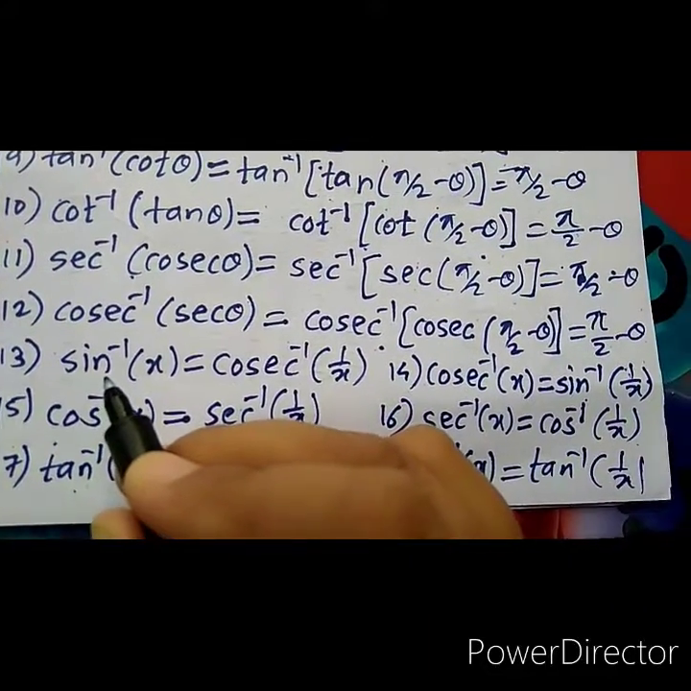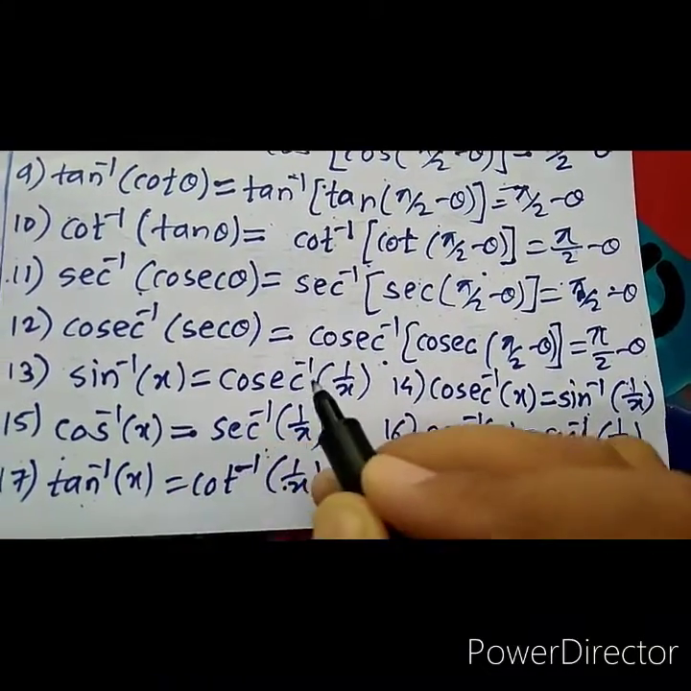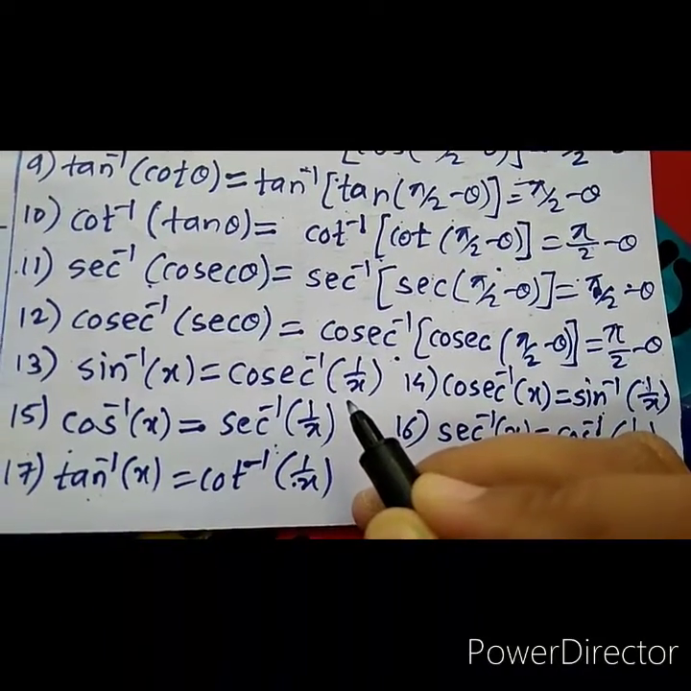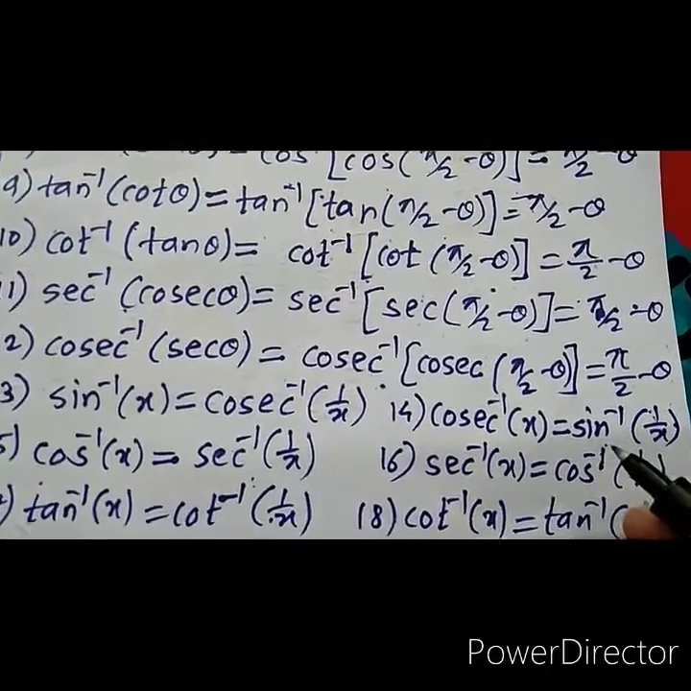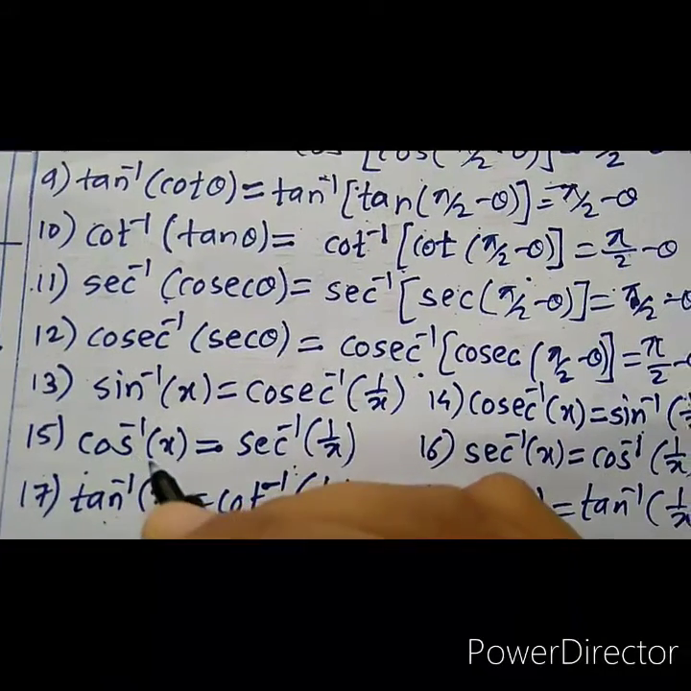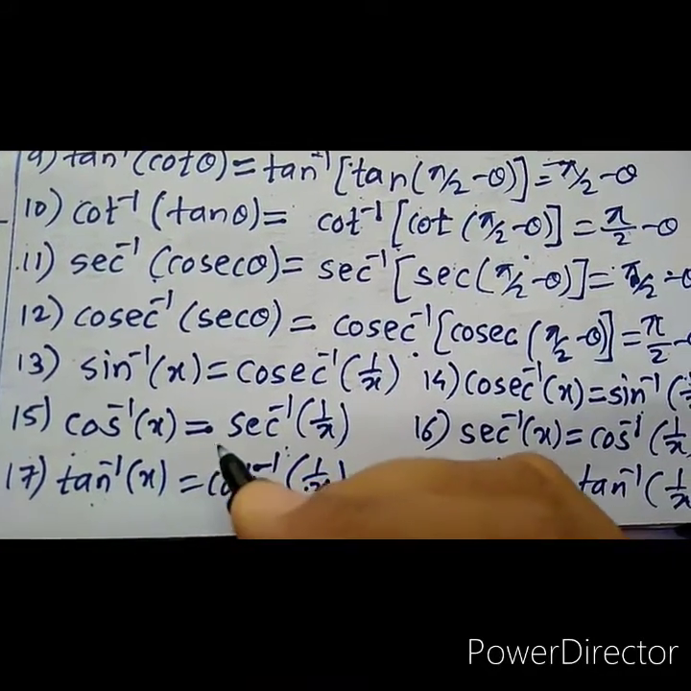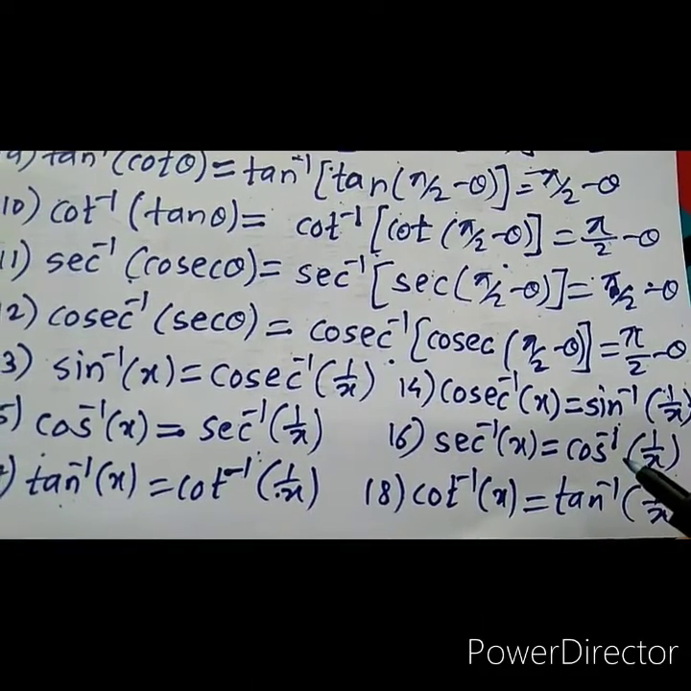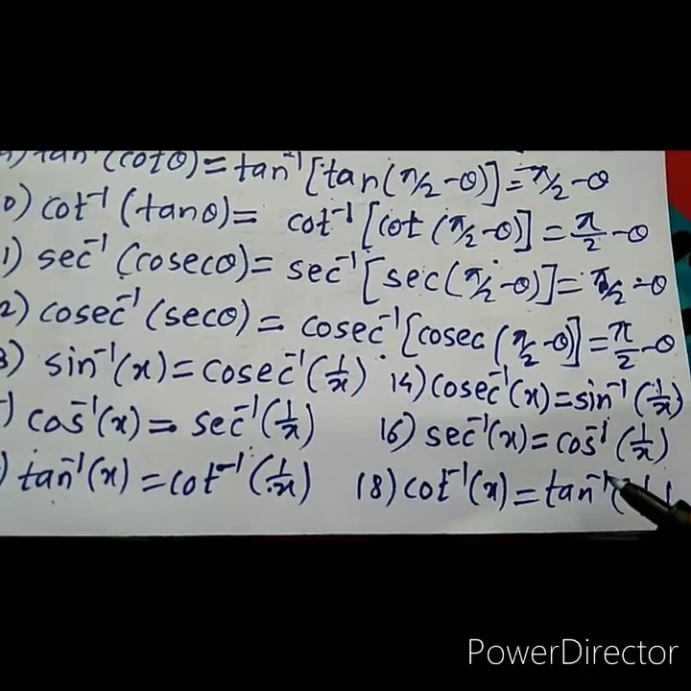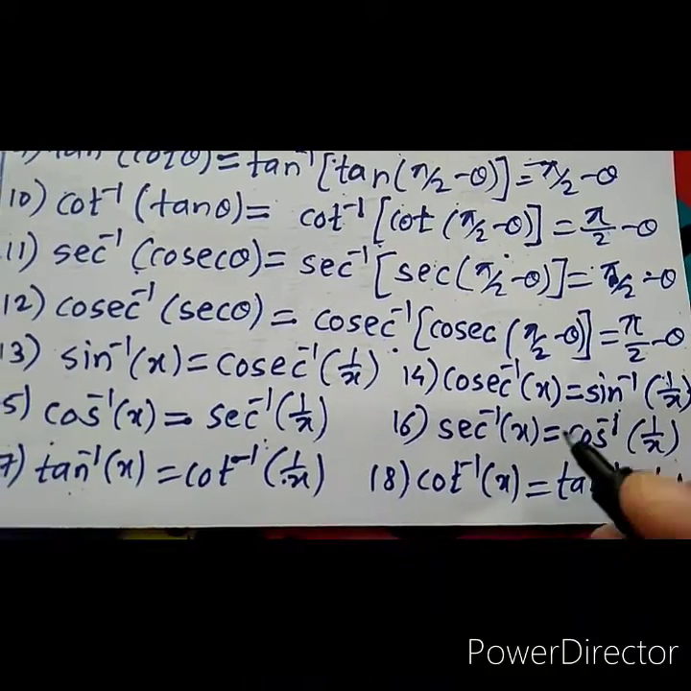Number 13, sine inverse of x, we can write in this way, cosec inverse 1 upon x. Number 14, cosec inverse of x is equal to sine inverse of 1 upon x. Number 15, cos inverse of x is equal to sec inverse of 1 upon x. Number 16, sec inverse of x is equal to cos inverse of 1 upon x.